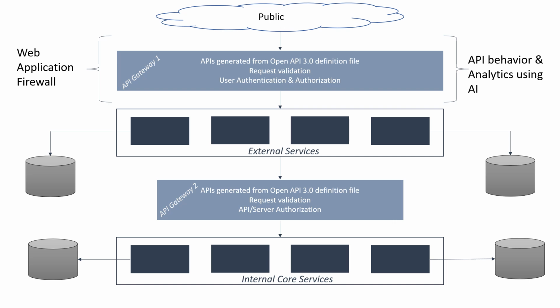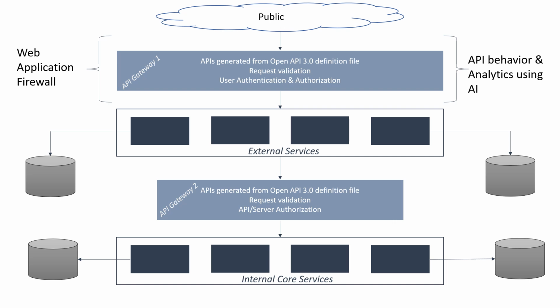A few slides back, I showed an architecture where we had external services and internal services deployed inside one Kubernetes cluster. But now I'm saying that we can also deploy them separately in two different clusters. We can put an API gateway between the external services and internal services. The first API gateway checks for the end-user authorization, and the second API gateway checks for the service authorization.